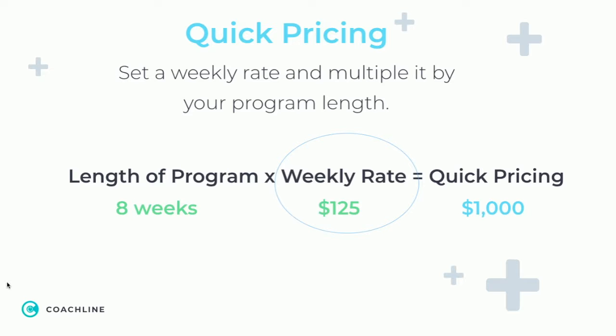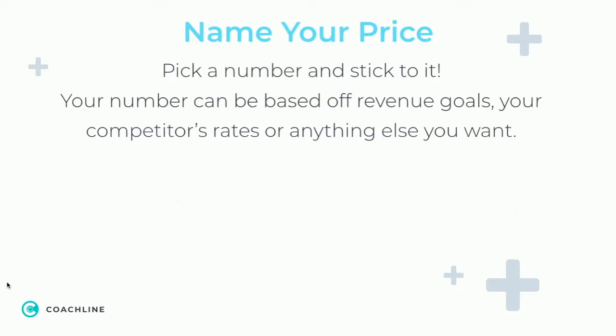So let's get into the very last method. It's going to be name your price. This is the most simple one, and this one can be done in under 1 minute, right? So you're going to pick a number and stick to it. It's that simple. Your number can be based off of revenue goals, your competitors' rates, or anything else you want.